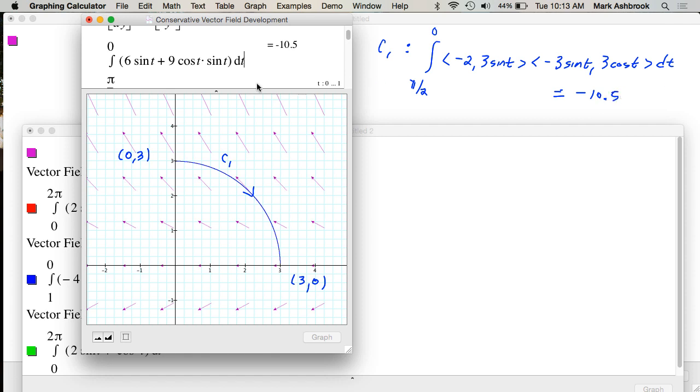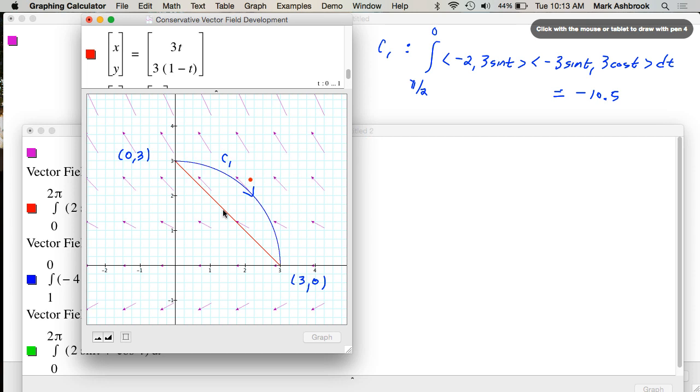So now I want to go back along C2 here. And I want you to find the work to go from 3, 0 to 0, 3 along C2. What would the work be from 3, 0 to 0, 3 along C2?